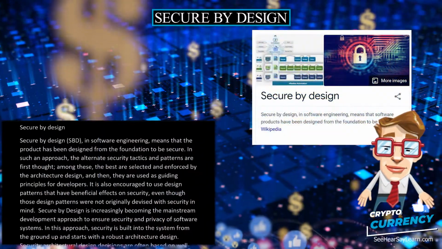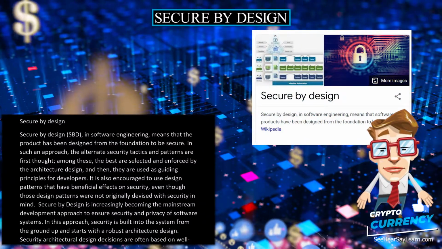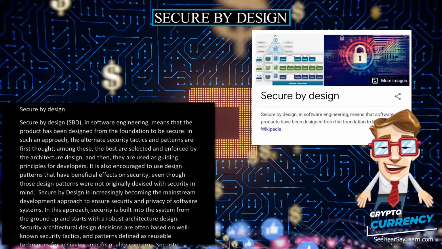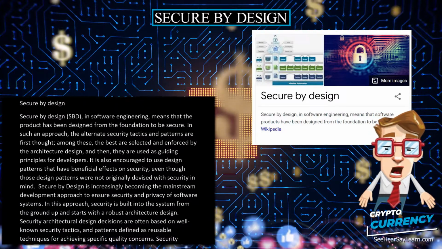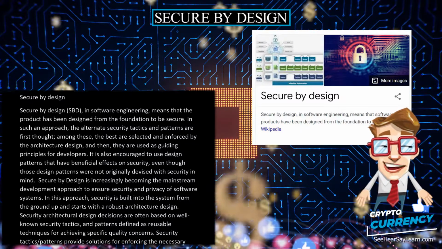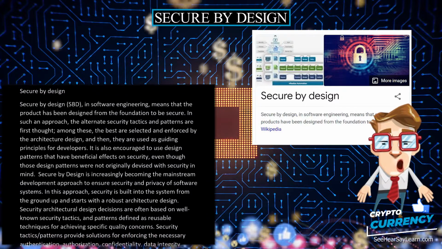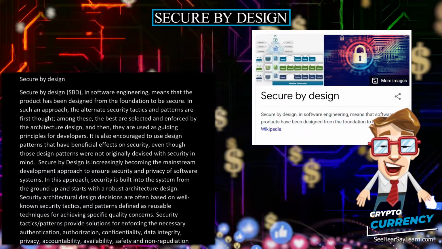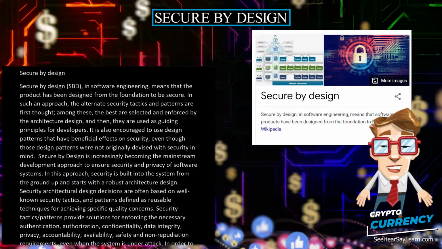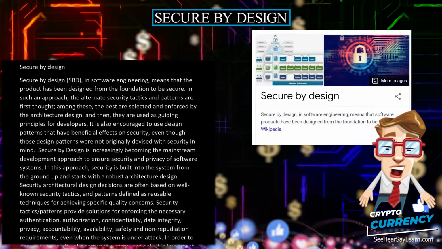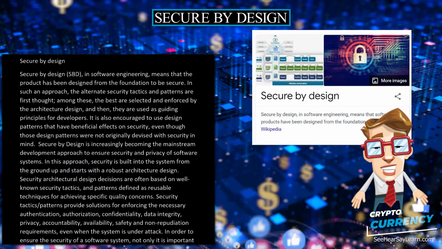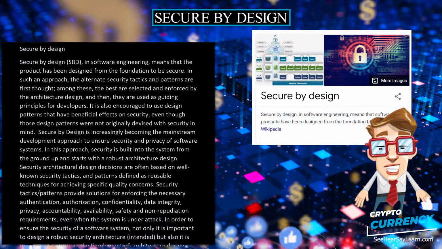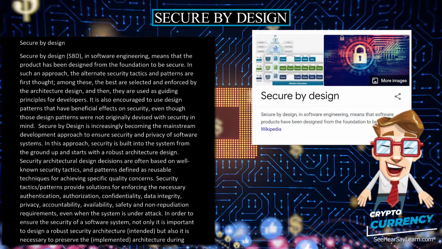Secure by design, SBD, in software engineering, means that the product has been designed from the foundation to be secure. In such an approach, the alternate security tactics and patterns are first thought through. Among these, the best are selected and enforced by the architecture design, and then they are used as guiding principles for developers. It is also encouraged to use design patterns that have beneficial effects on security, even though those design patterns were not originally devised with security in mind.